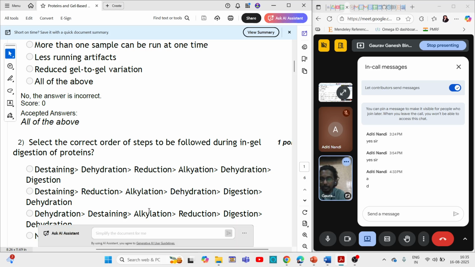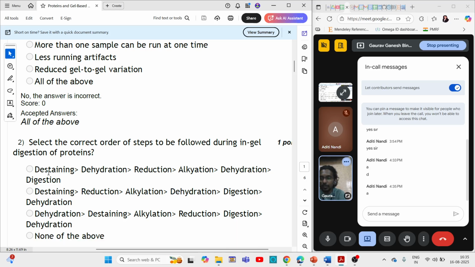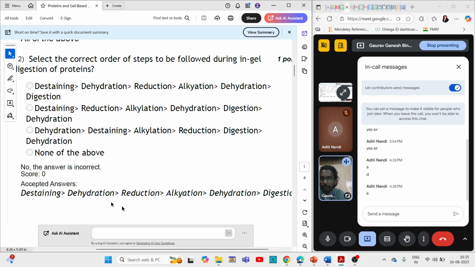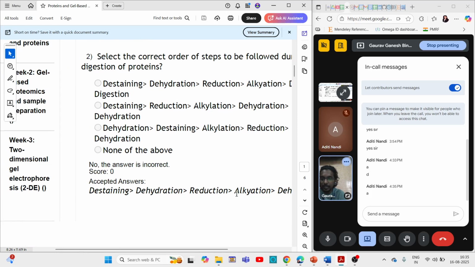As you know, the first step is obviously destaining. Yeah, the answer is A. Destaining, then we'll do dehydration, then reduction, alkylation, dehydration, and digestion. Yeah, right?